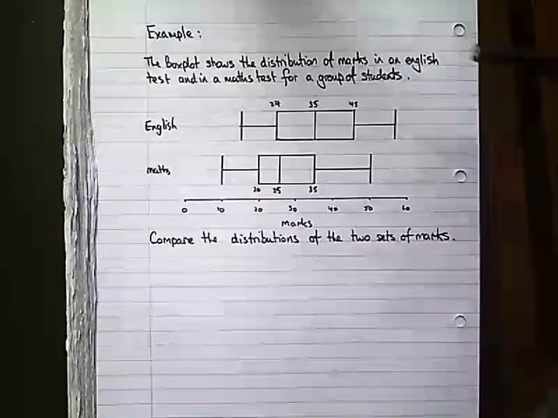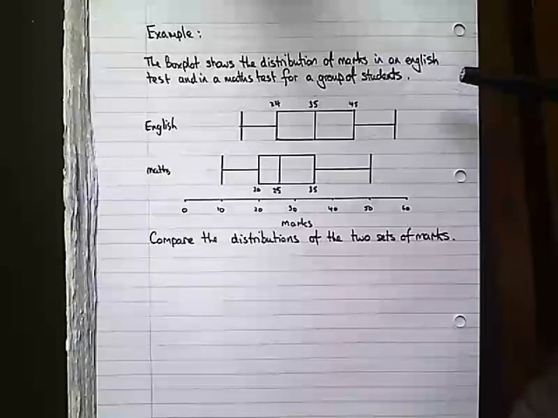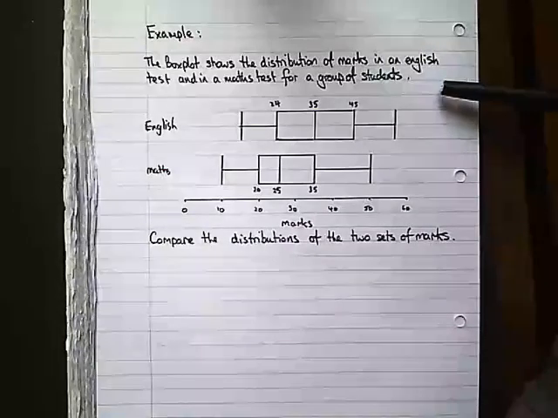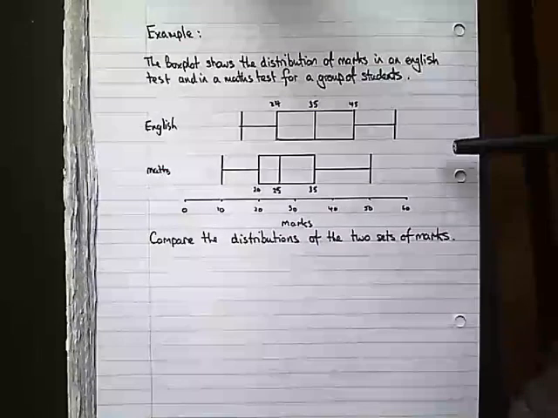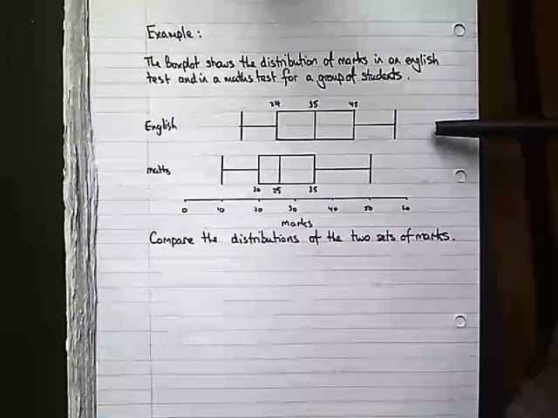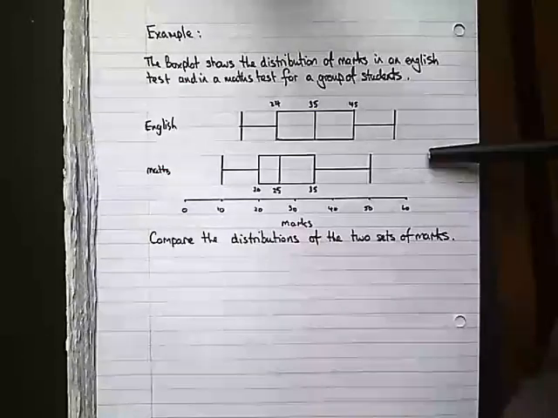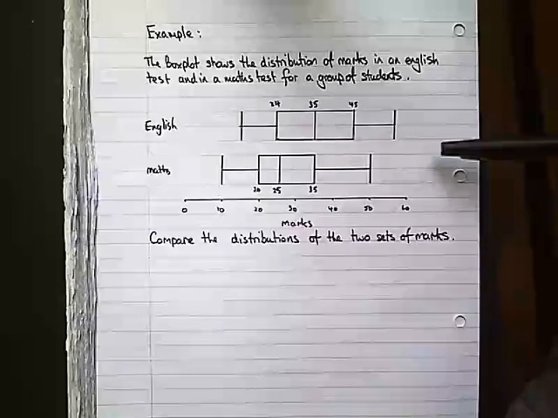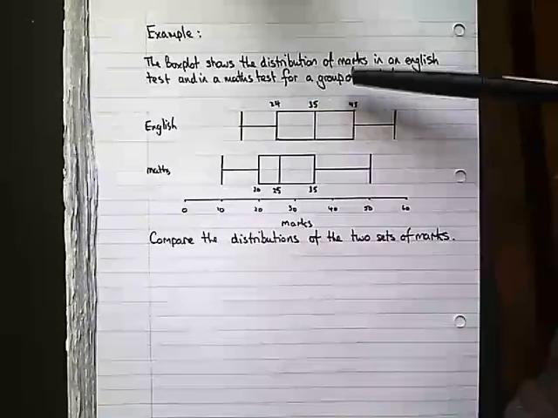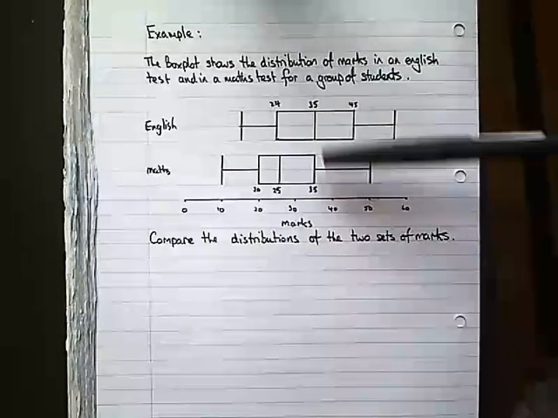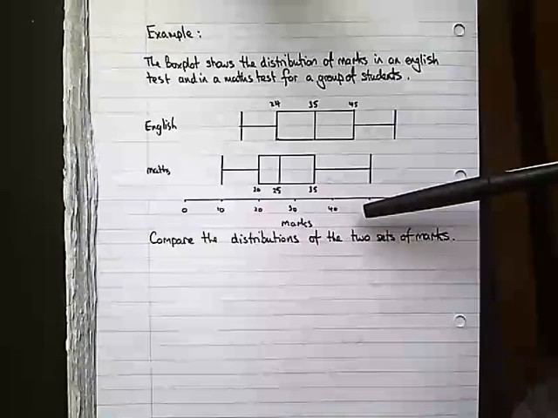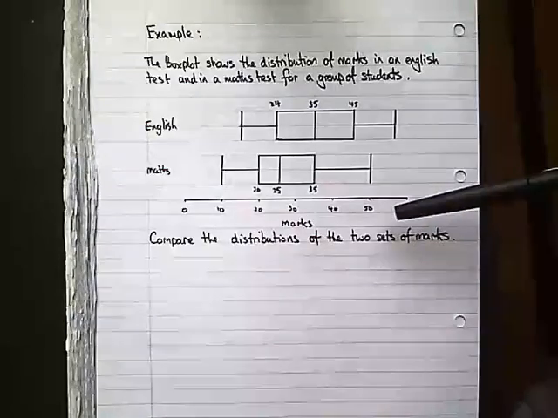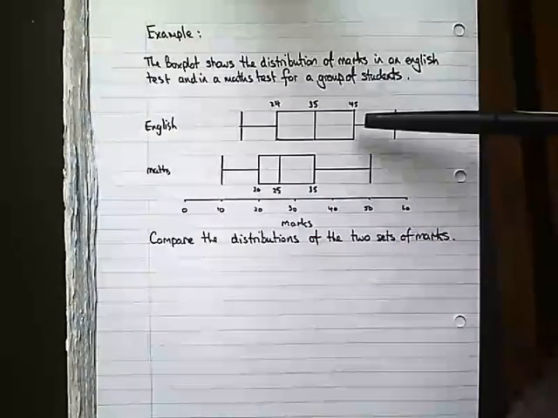So, looking at this as an example, this box plot shows the distribution of marks in an English test and in a maths test for a group of students. So we are comparing the same group of students but in two different tests. Okay, one's in English, one's a maths. So what I've done is I've put on certain values here just to help us, because the scale wouldn't necessarily be that easy to read up the way I've done it.